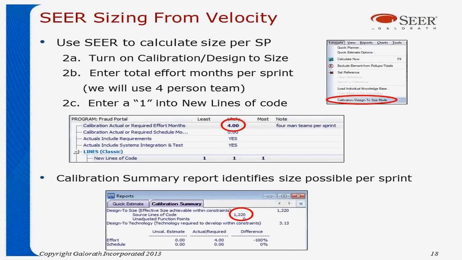So let's now create a size from that velocity. Within SEER, all you have to do, once you've built the knowledge base settings, built the program item, you turn on calibration mode, you enter the total effort months per sprint, and as we said, we're going to use a 4-person team. Then you enter a 1 into new lines of code. This toggles the lines of code as opposed to function points. In the calibration summary report, you'll see that it's going to identify what size is possible per sprint. In this example, the model states that we can assume 1,220 lines of code for that sprint team.